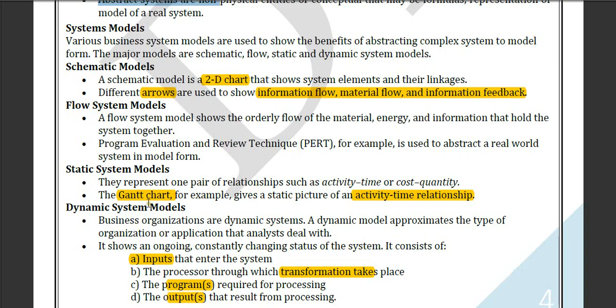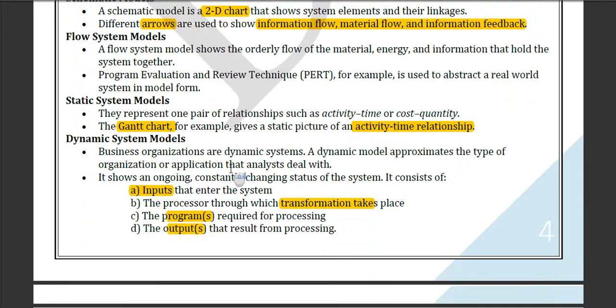Now, static system models are Gantt charts. We already know in the programming section what a Gantt chart is. They represent one pair of relationships such as activity, time, or cost quantity. In this section, those are activity-time relationships which generate the static system models. Now, dynamic system models can be changed from time to time. In business organizations, dynamic systems are used.